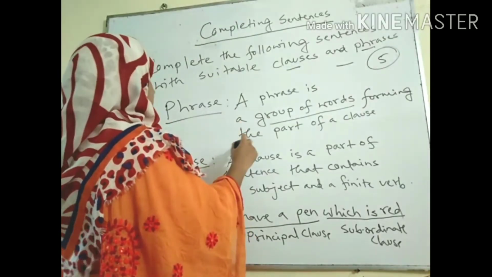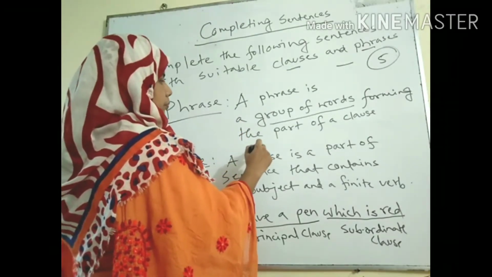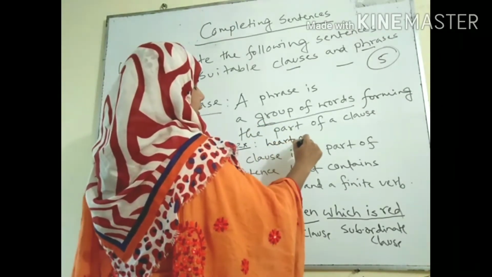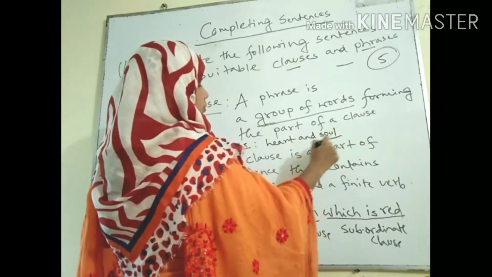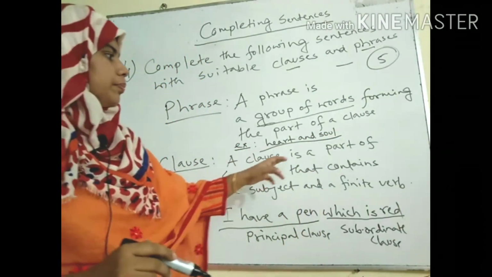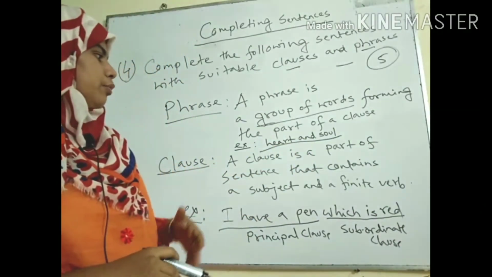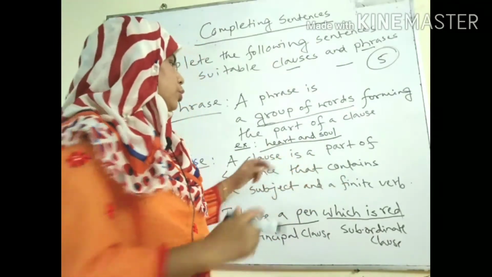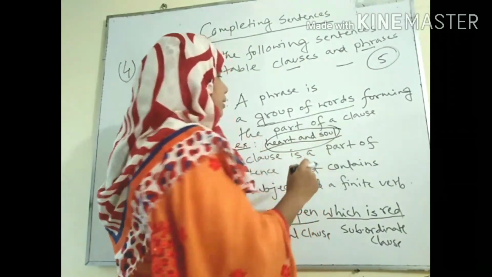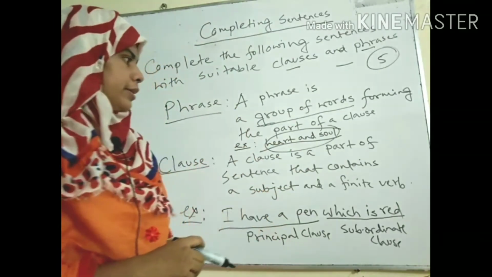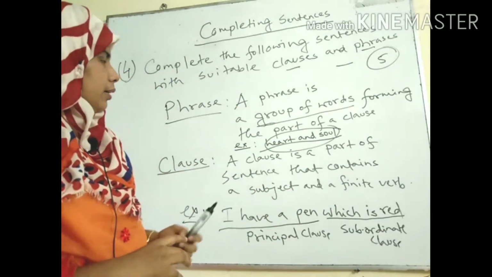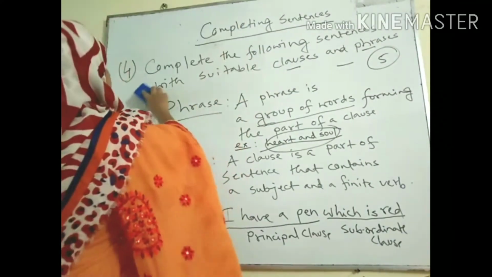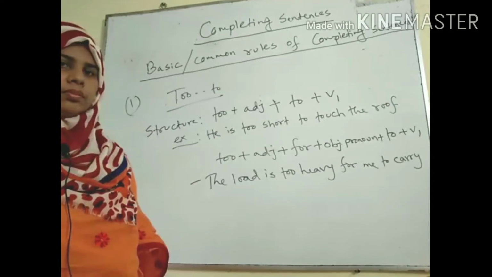Okay, let's give an example of a phrase. It is a group of words. For example, heart and soul. This means with all one's heart. For example, I tried heart and soul to reach my goal. So this group of words is called a phrase. Okay, now let's look at some of the basic rules for completing sentences.